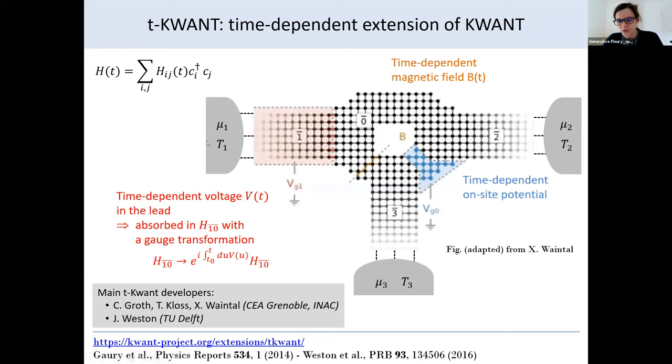And there is also a second important comment. In T-quant, the chemical potential and the temperature of each electronic reservoir attached to the leads are given as input parameters of the simulation. So they characterize the thermodynamic equilibrium of each electronic reservoir, where dissipation will take place. So this is how dissipation is included in T-quant.